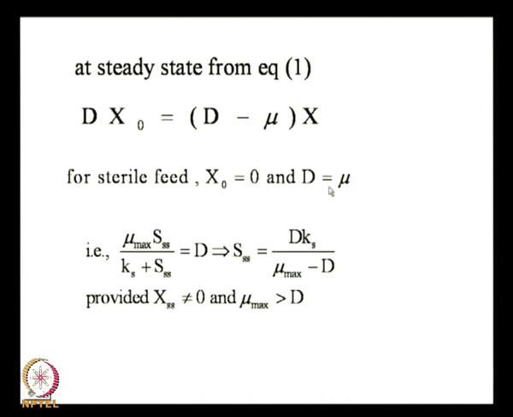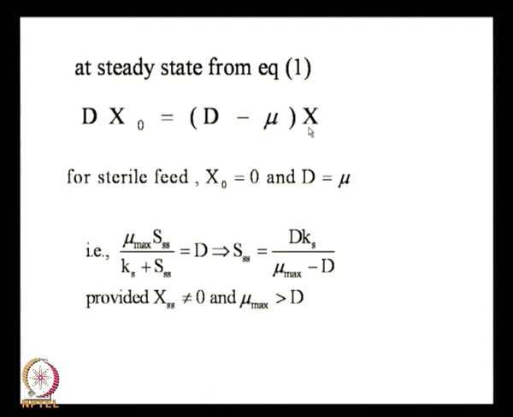Now, mu is a specific growth rate, remember. It goes as mu max times s over Ks plus s, which equals the dilution rate. So, if you have a fixed dilution rate, what this means is, for a sterile feed, for the system to have any sort of meaningful solution, your steady state substrate concentration has to be this. You see what I am saying? Why is that? Because if x0 is 0, then (D minus mu) times x is 0. What is the solution of this equation?